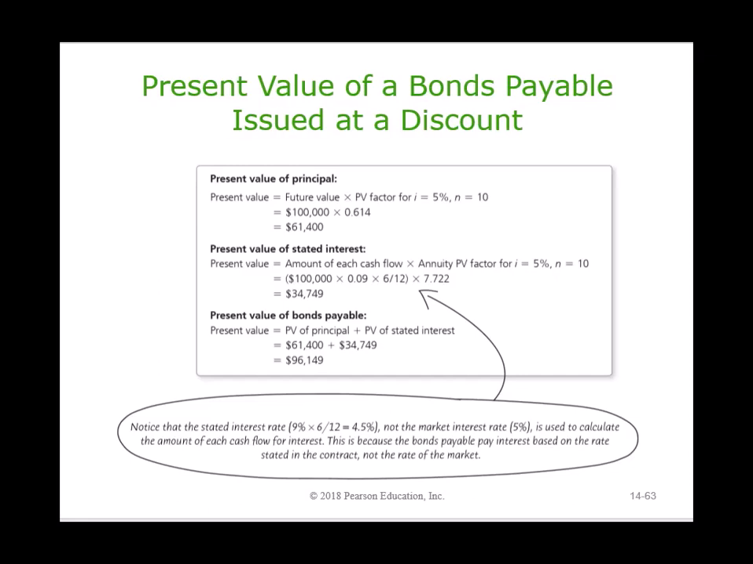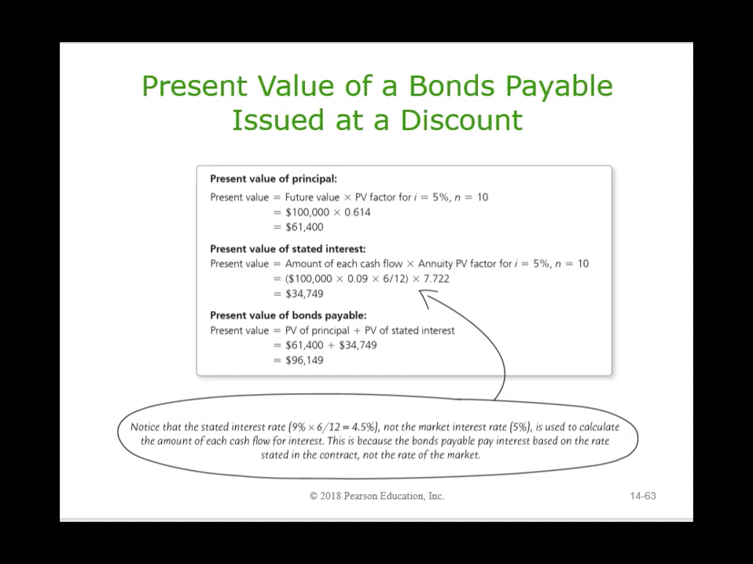Now, we want to know what is the present value of those interest payments, okay? So in this case, we need to pull up the present value of an annuity table. Now, in this case, they're showing the $100,000 times 9% times 6/12. And that is correct. That's how we computed the interest payment, but we already saw the interest payment on the previous slide. It is $4,500.